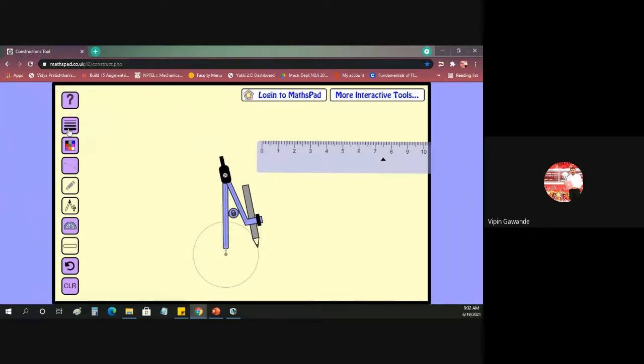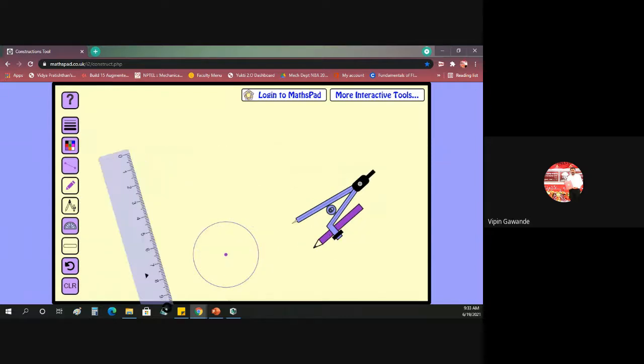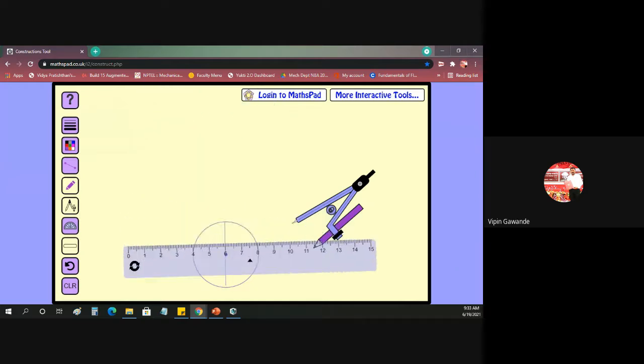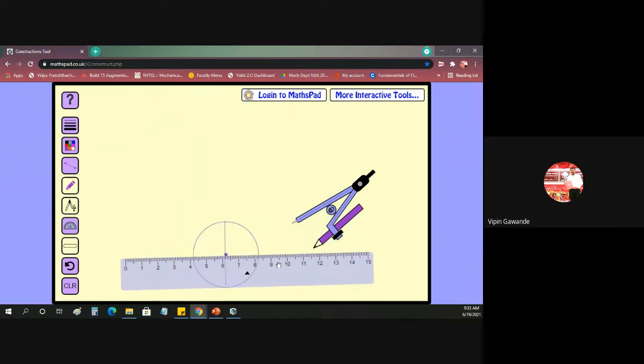If you want, I will take a different color for visibility. So this is the circle with 2 centimeter radius. Whenever we draw a circle, we have to divide the circle. We have to draw the diameters of the circle. This is the vertical diameter, and this is the horizontal diameter.